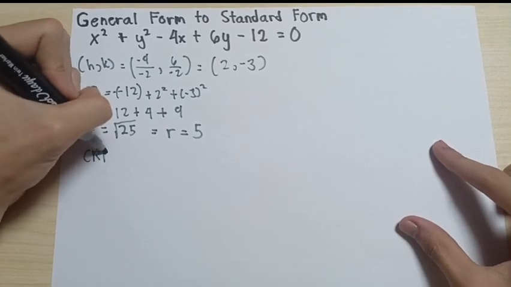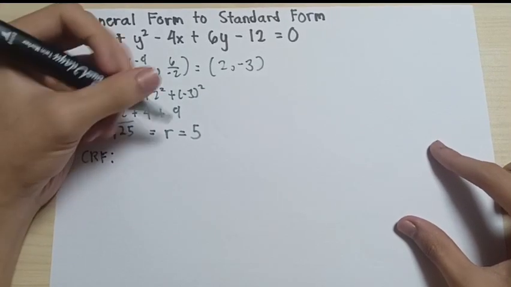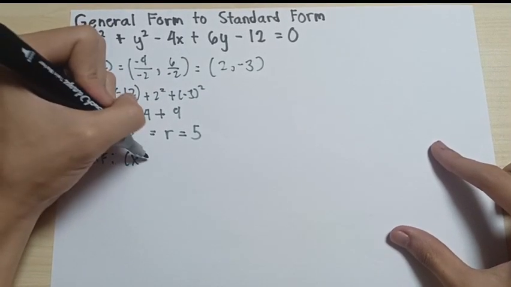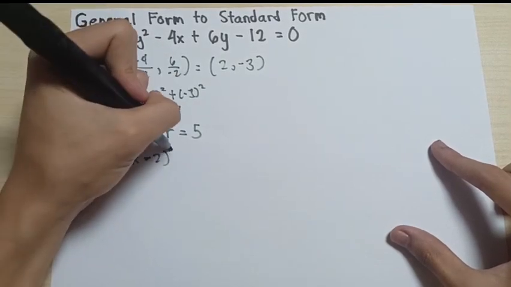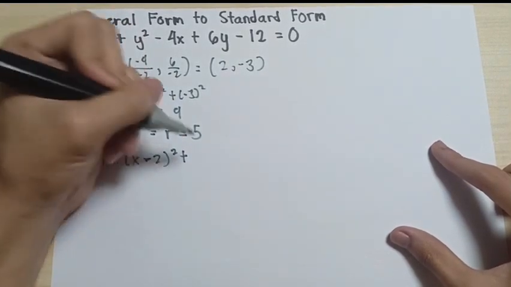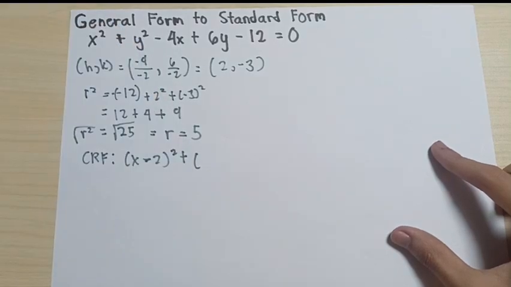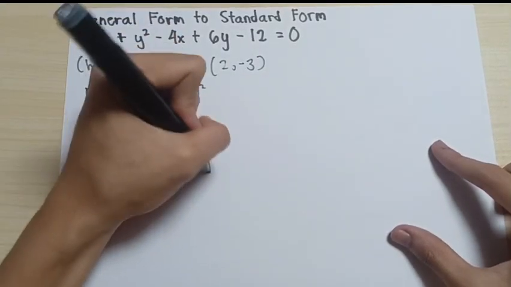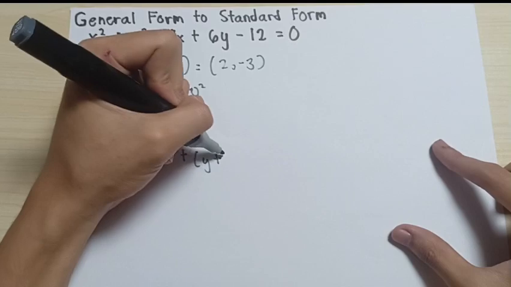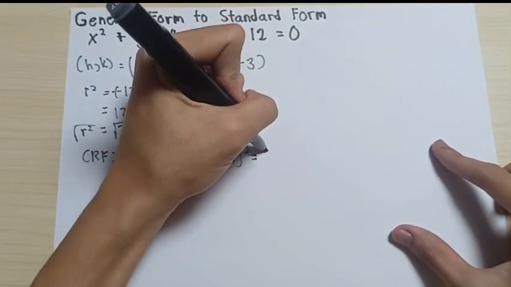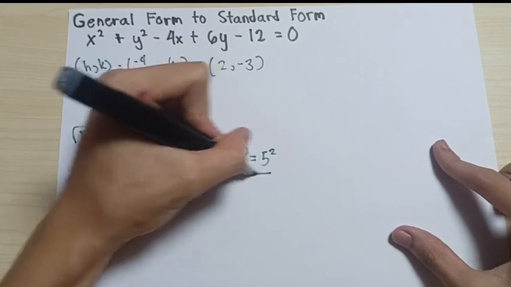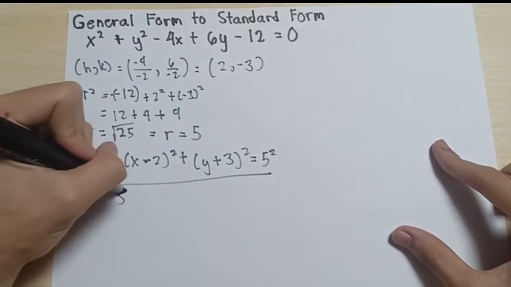Now we proceed to get the CRF or the standard form. Hindi lang naman siya. So, x negative 2 squared plus y positive 3, since negative ang 3 natin. Negative squared is equals to 5 squared, since 25 square root mo siya.